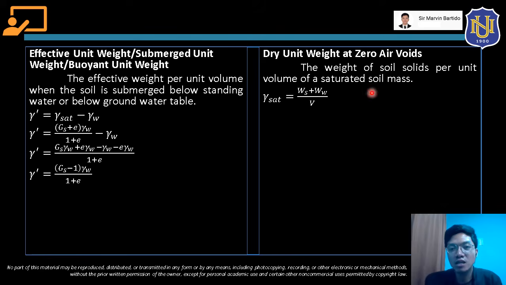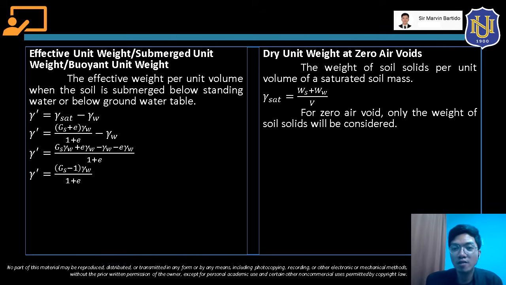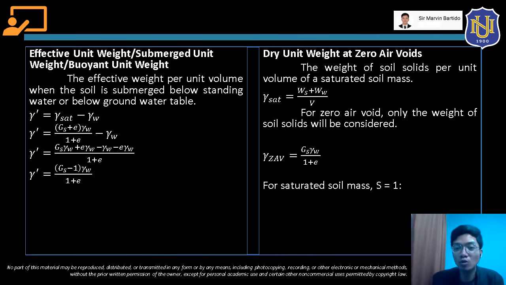So, from here class, no, yung gamma sat natin, no, 'di ba, yan ay weight nga ng soil solid plus weight ng water over volume. So, para dito sa zero air voids class, yung weight lang ng soil solid yung i-consider natin. Okay, so therefore, yung weight ng water mawawala ito. Tapos yung weight ng soil solid, 'di ba? G sub S times gamma water din 'yon, yun dun sa dinerive natin kanina. Over total volume, 'di ba yung total volume natin ay 1 plus e. So from here class, yung e, since saturated yung lupa natin dito class, 'di ba kapag saturated ang lupa, yung degree of saturation niya or S is 1.